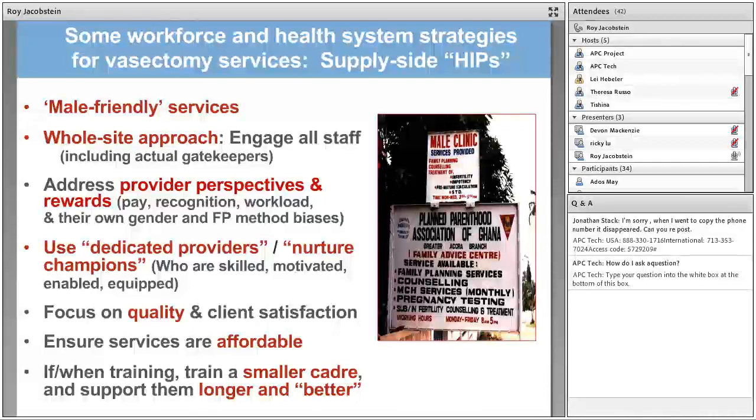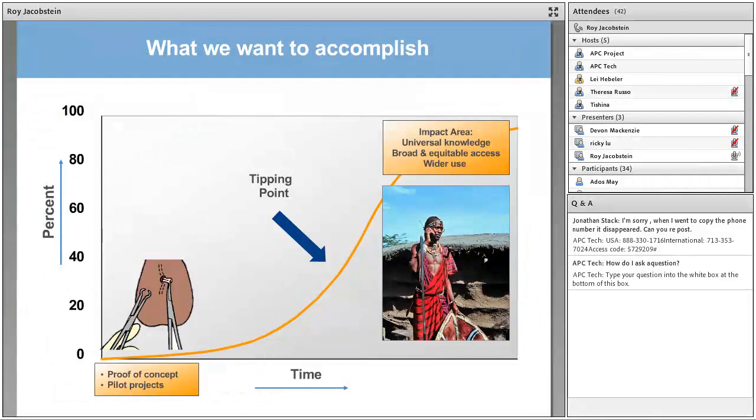Training a whole host of providers when there's very few clients is not the logical thing to do. What we want to accomplish in our program is we're trying to move up the diffusion curve from the lower left of an introduction or a pilot project up to the right across time to where the method is commonly thought about, considered, and where appropriate, chosen and used.